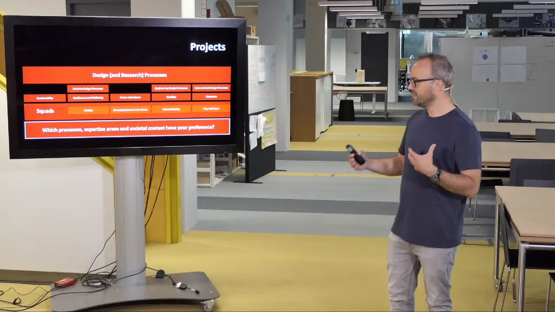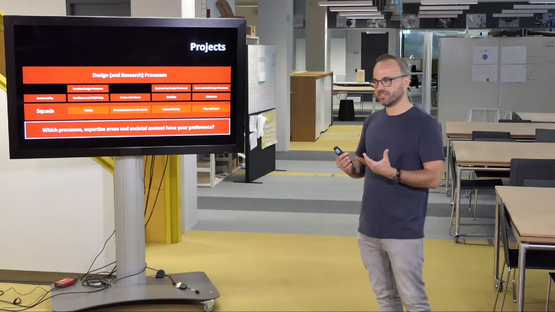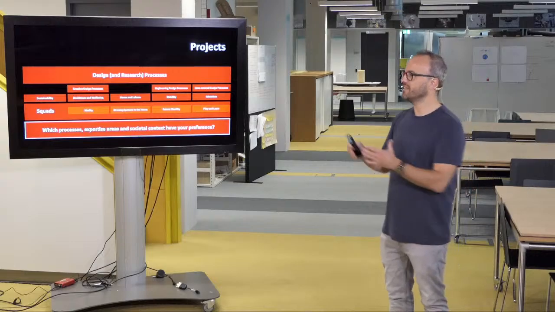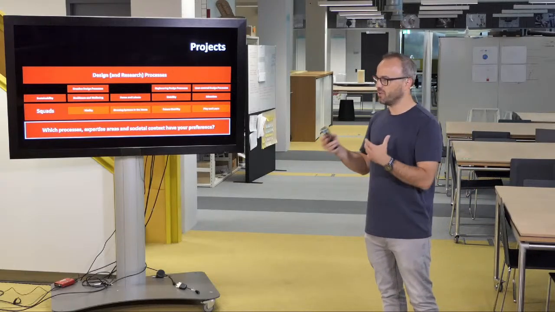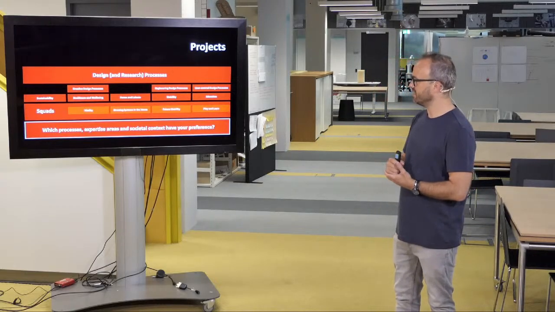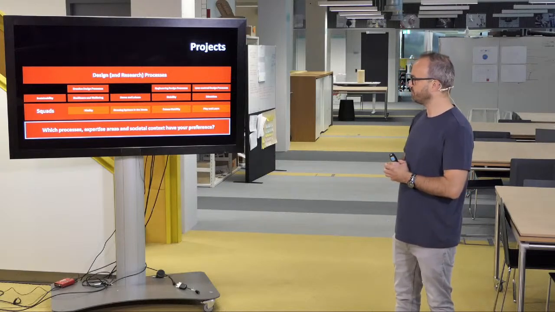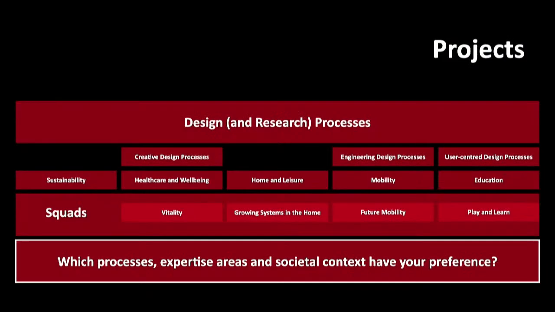Okay, so while you're doing all these projects, and as I will tell you later, you need to try and engage in as many as possible. From Idea to Design, we'll offer you a certain context, and later this year you'll be doing Project 1, where you'll be addressing, hopefully, another context. And then in the second year, you'll be able to choose from two squads. So see what processes, what expertise areas have your preferences, so you can develop your overall competence of design.